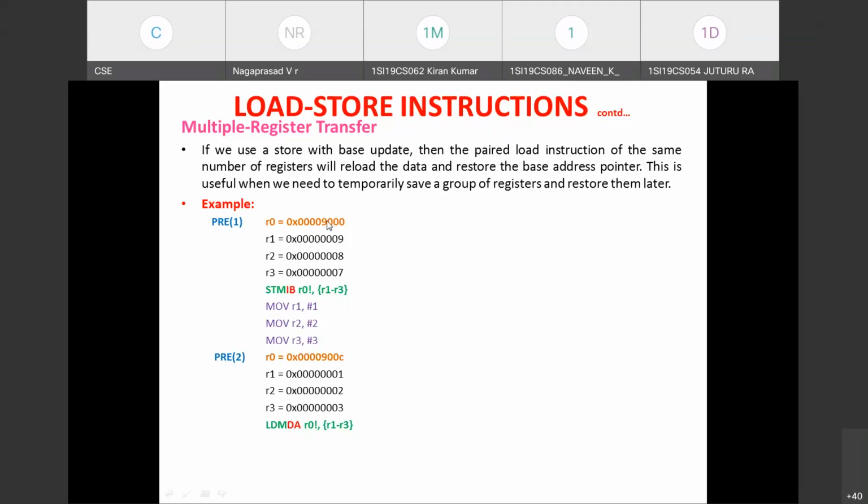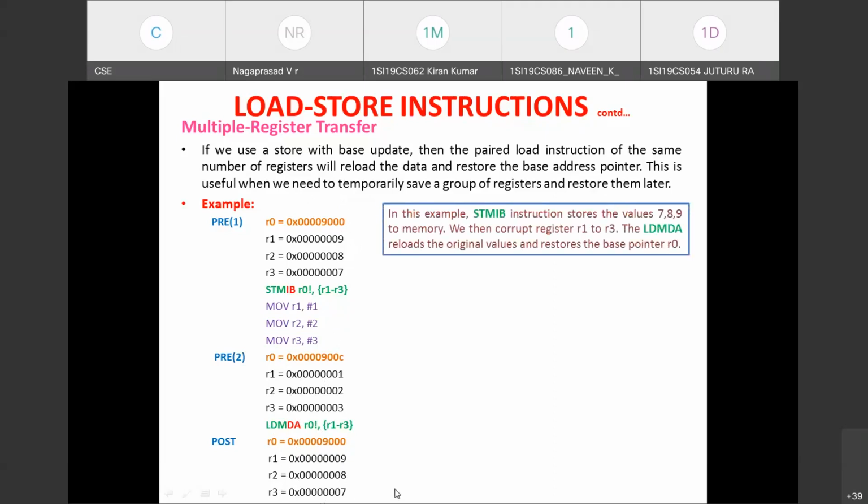If you execute this instruction, it restores the context. Restoring means the pointer register will get back the value 9000H, and R1, R2, R3 registers will get back the value 9, 8, and 7 respectively. Just observe the final post condition. See, the context has been restored. We had some data in the registers and the pointer register. We used STMIB to save its content. We corrupted the data, or we used the registers to perform some other operation. And then we want to restore back that context. So that's why we have used the paired LDM instruction. And just observe the contents of R0, R1, R2, and R3. It is the same. We have restored back the context.